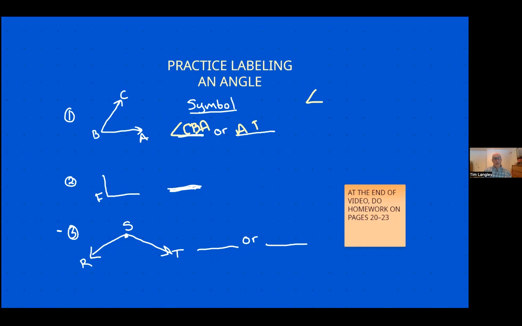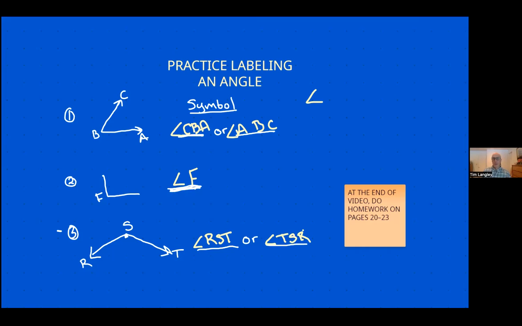Okay. The next one, I would have just written it as angle F. And then the last one, RST. So angle symbol, RST, okay? And then you guys know that we can also reverse that. We can do the angle symbol and do TSR, okay? And again, we're putting that S, the vertex, in the middle, okay?